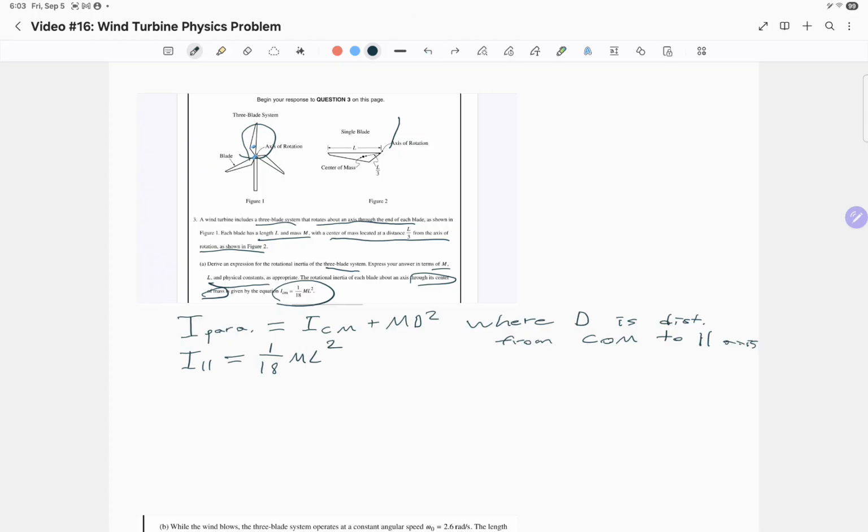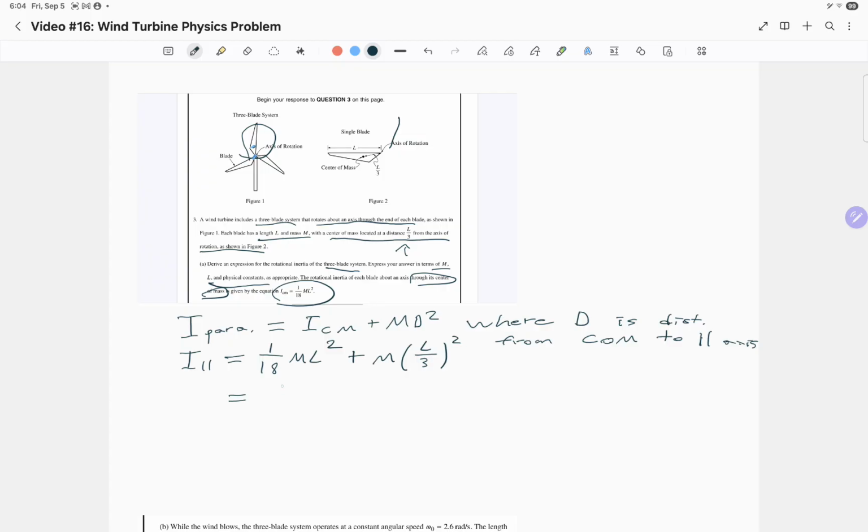What is MD? D is the distance from the center of mass to the parallel axis. Well, they give you that, right? The center of mass is located distance L/3 from the axis of rotation. So the center of mass is located L/3 from the blade's end, which is where it's rotating, right? Because it says the three-blade system rotates about an axis through the end of each blade. So I know I spoke kind of quickly there, but we're L/3 distance from the center of the turbine. So that is what they're telling us there.